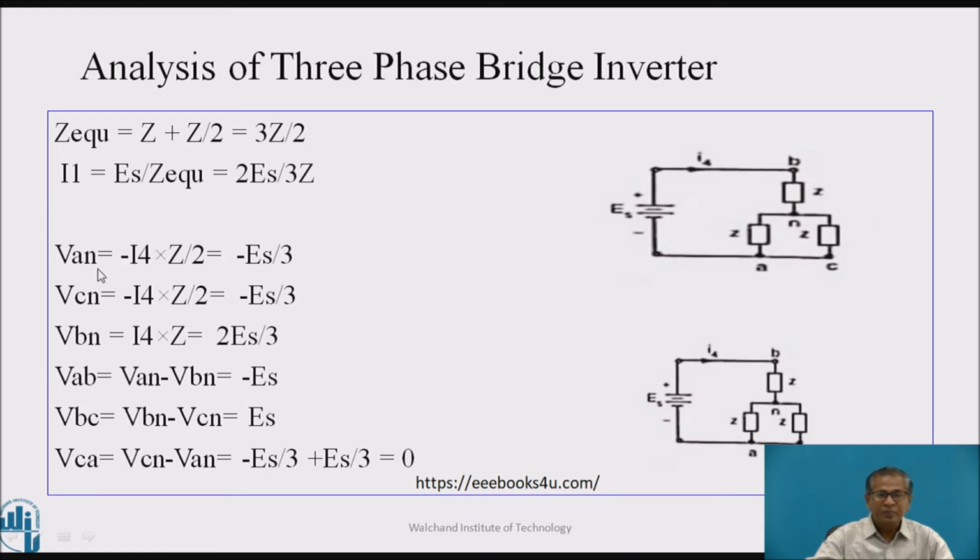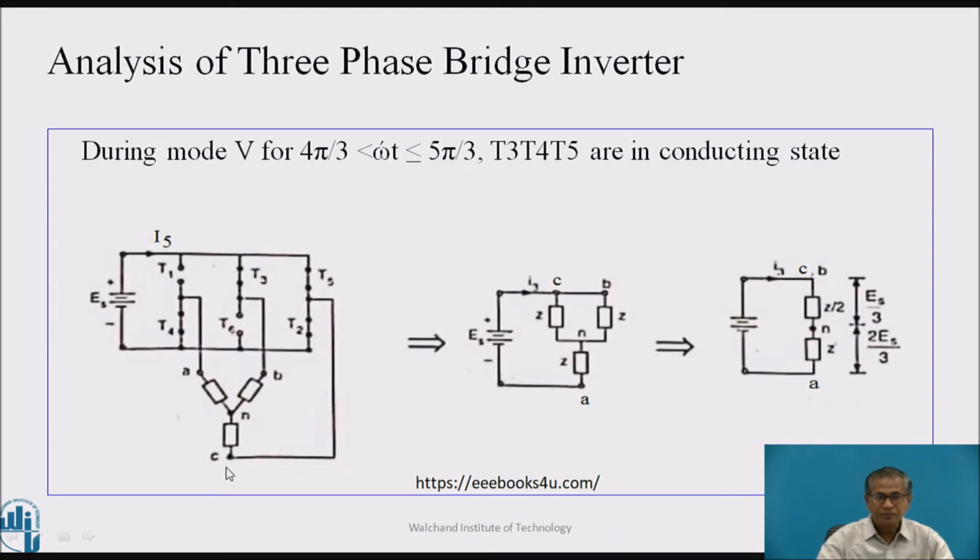So, here VAN is equal to minus ES by 3, VCN is equal to minus ES by 3, VBN is equal to 2 ES by 3. So, VAB is equal to minus ES, VBC is equal to plus ES and VCA is equal to 0.